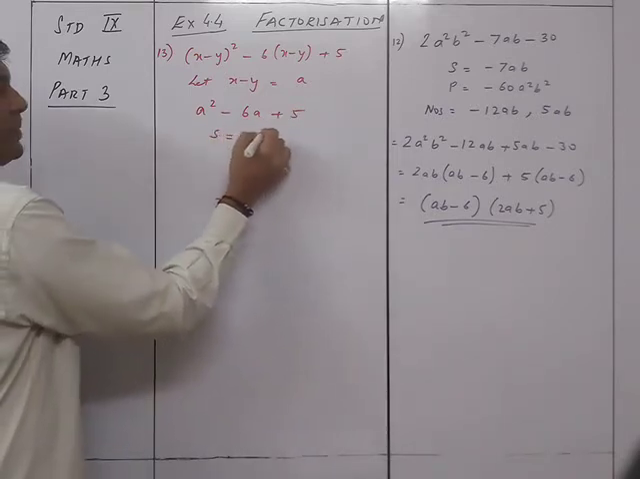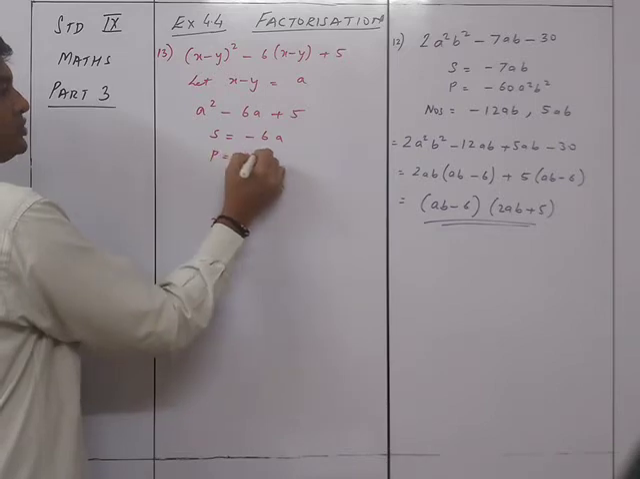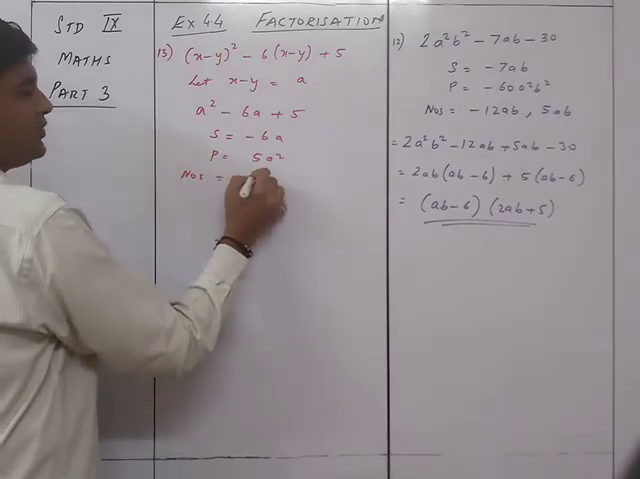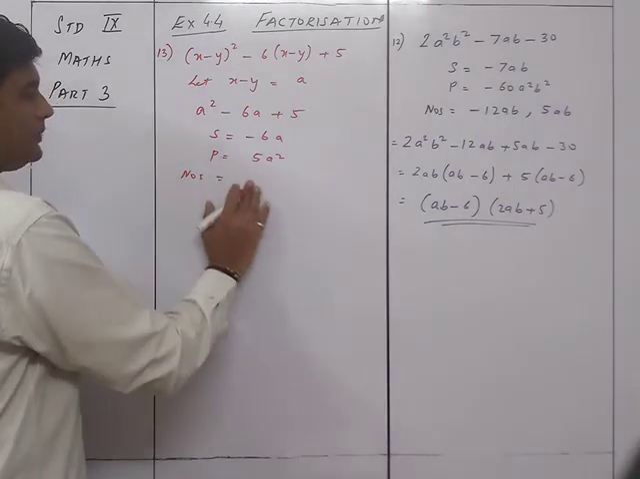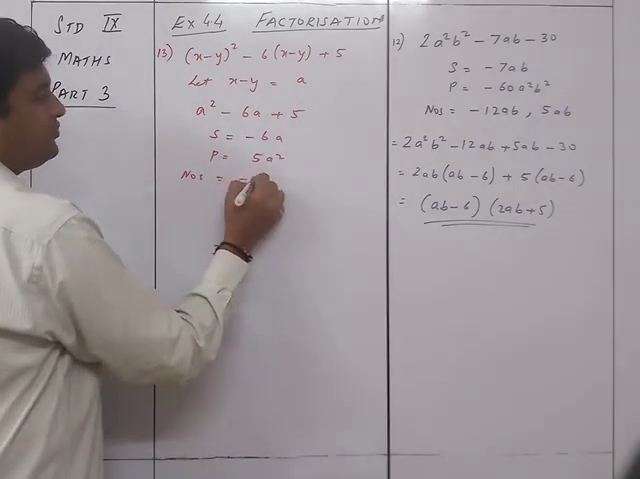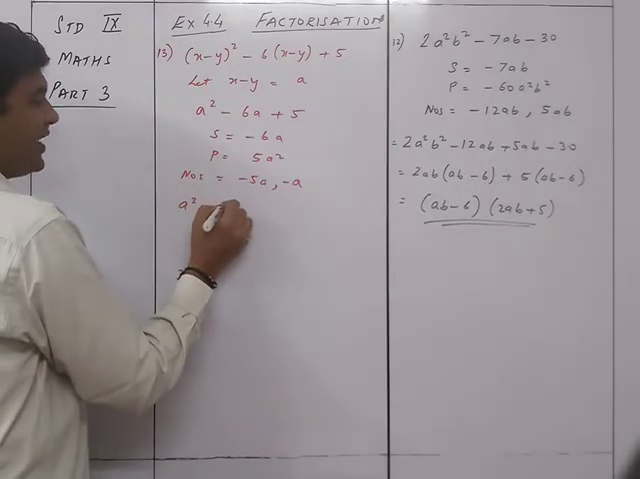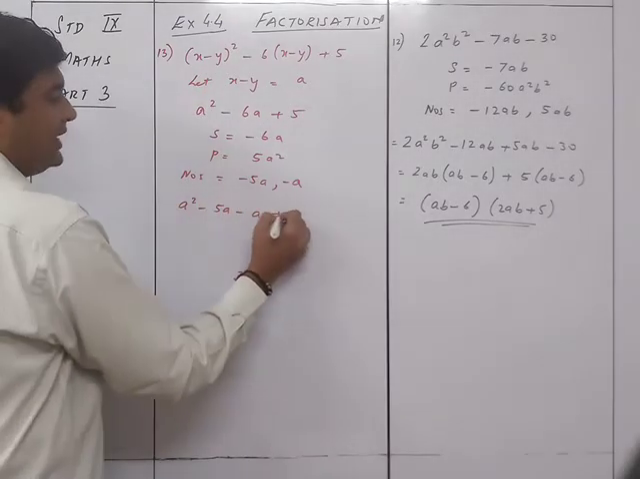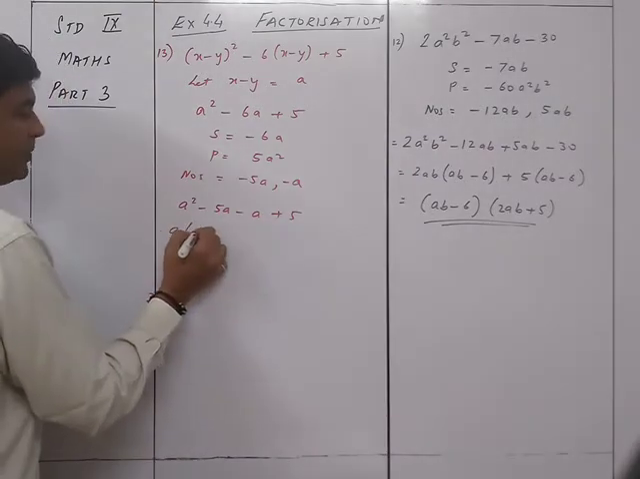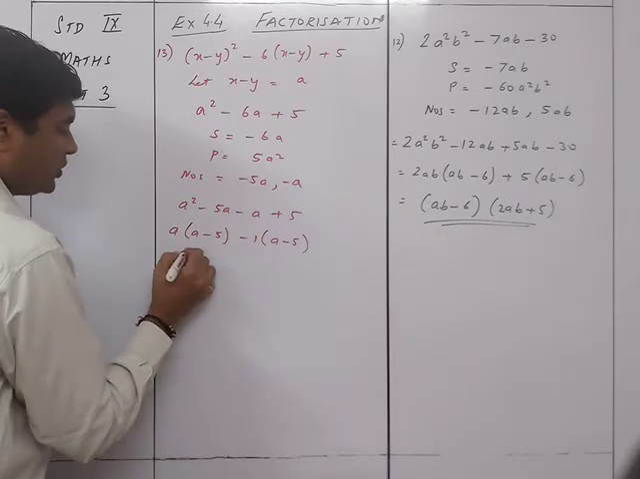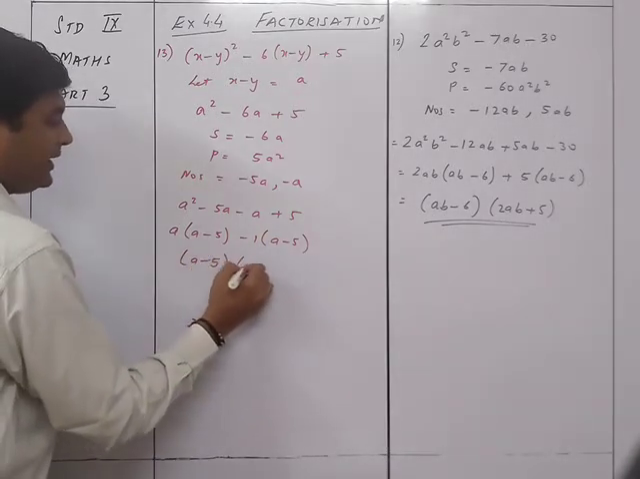Which is very simple, that we know that the sum is equal to minus 6a and the product is equal to 5a square. So the numbers will be equal to minus 5, sorry, it will be minus 5a and minus a. So it will be a square minus 5a minus a plus 5. So that will be a into bracket a minus 5 and minus 1 into bracket a minus 5. So it will be a minus 5 and a minus 1.